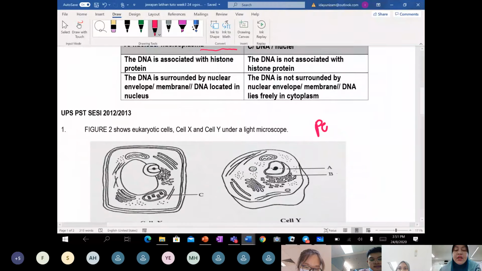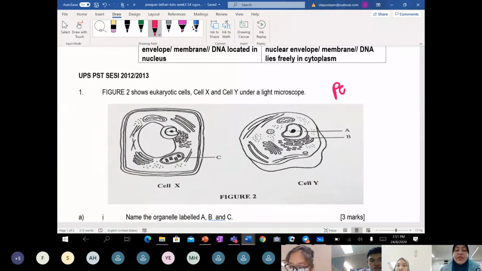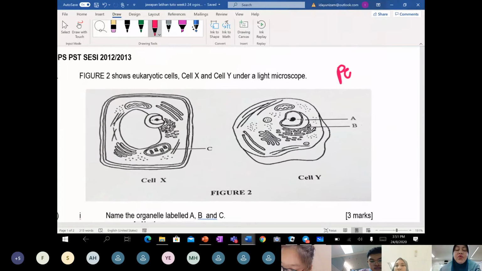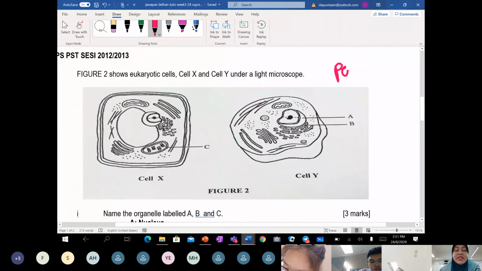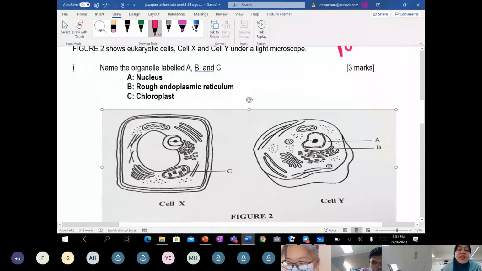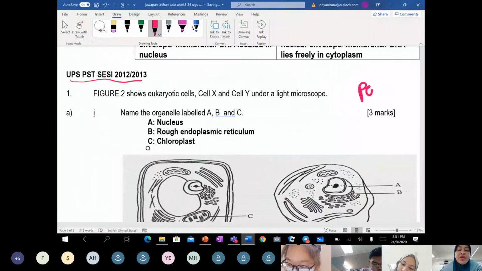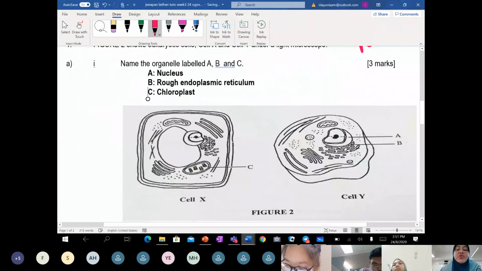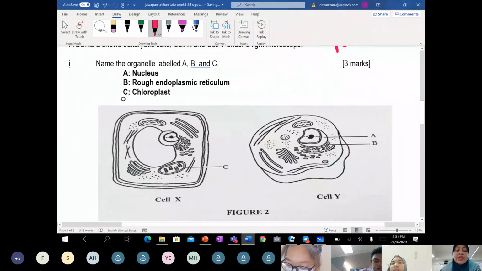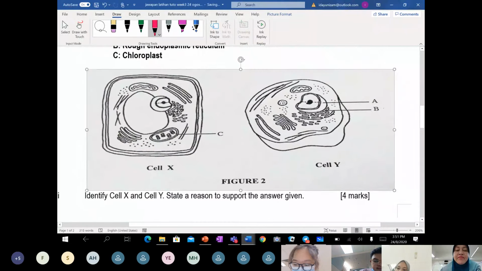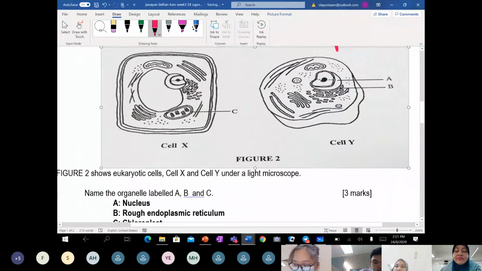Now next, the second question. Obviously, when teacher shows these two diagrams, automatically you can detect which one is a plant cell and which one is an animal cell. But in the examination there is a question that asks you. What teacher discusses with you is actually all past year questions, which are still relevant. So if you are asked to label A, B, C, what are A, B, C?